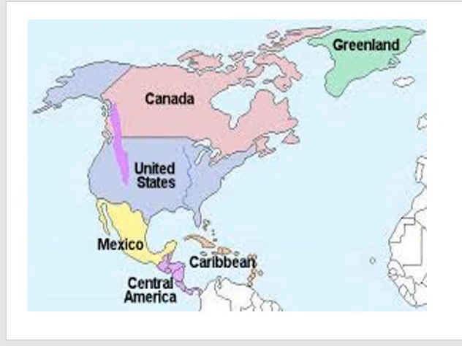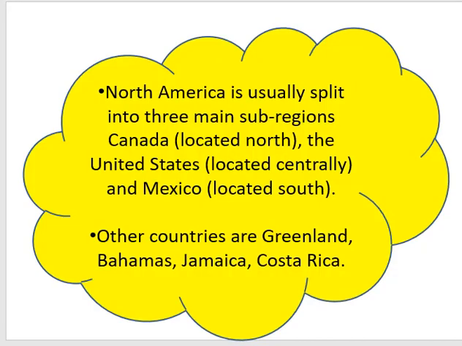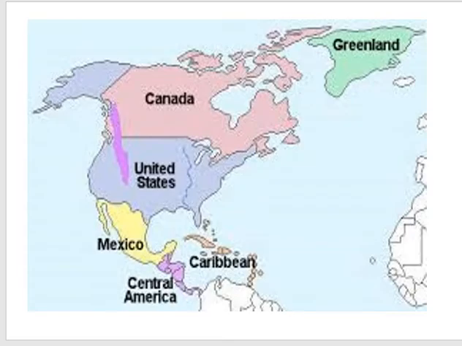Now, this is just a map of North America, though there are so many other countries, but this will give you the 3 main subregions, where we say Mexico, United States, Canada. Okay, and we have other countries. See this one, Greenland, we have Caribbean, we have Central America, and we have so many other countries that you can find in North America. Here we have other countries like Greenland, the Bahamas, Jamaica, Costa Rica. These are all countries found in North America.